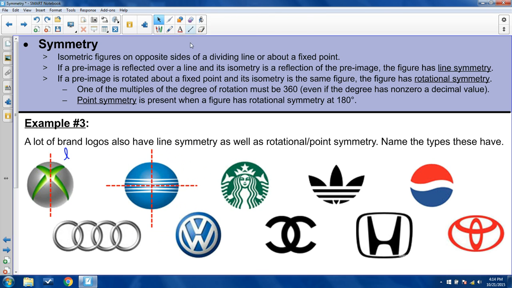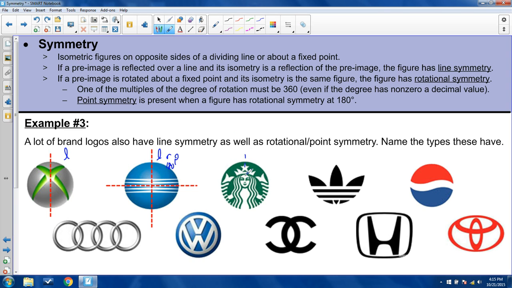Now, what about the diagonal lines? If I go diagonal, is this symmetry? You have to think about the fact that this white here should be going up this way if it had line symmetry here. So it does not diagonally. So this has line symmetry, as you saw. It has rotational symmetry at 180. Therefore, it also has point symmetry.